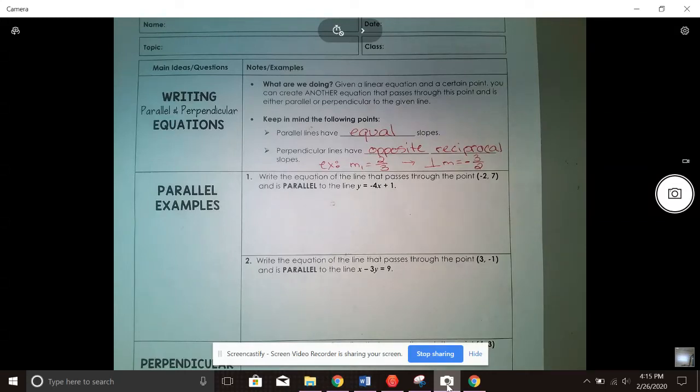Hi everyone. In this video, we are going to talk about how to write the equation of parallel and perpendicular lines. This is a little different than what we've already been working on. We have been focusing on the slope of parallel and perpendicular lines, which I'm going to review right here in the first box, but we are then going to take it a step further.